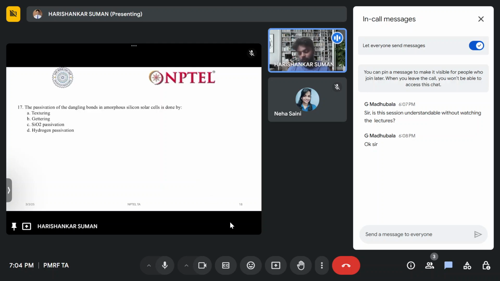Next question. The passivation of the dangling bond in the amorphous silicon solar cell is done by texturing, gettering, SiO2 passivation, and hydrogen passivation. So hydrogen passivation is used for dangling bond passivation.